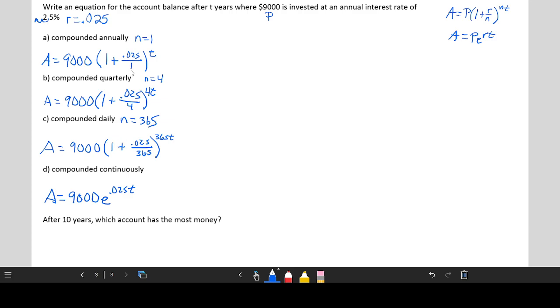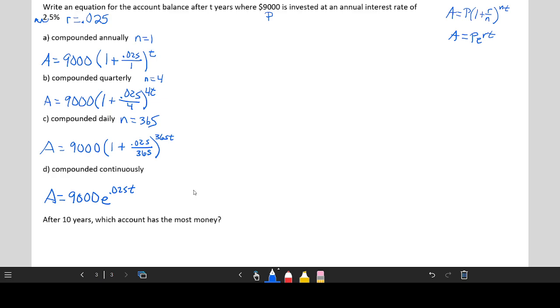Similarly for these, the stuff in parentheses is your base. You could calculate that out. So the base here is 1.025 if we figure out what's in the parentheses there. So it's 1.025 raised to the t and then times 9,000. Again, the 9,000 is not being raised to the exponent there.